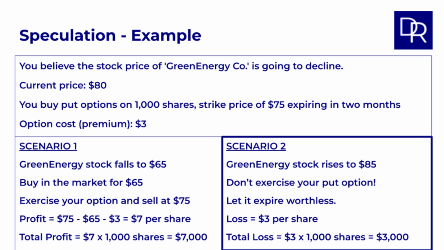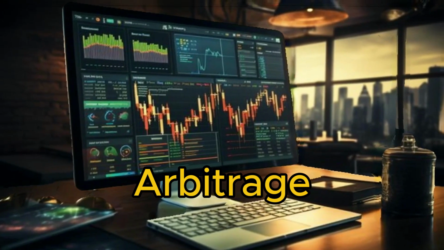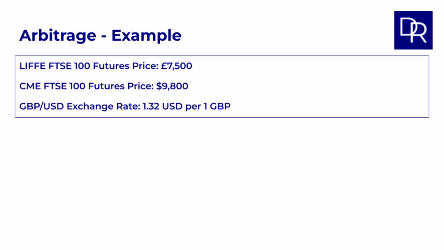Finally, let's explore arbitrage, the quest for risk-free profit. This time, we'll look at futures contracts traded on different exchanges and in different countries. Imagine there are futures contracts on the FTSE 100 index, a UK stock market index, traded on both the Live Exchange in London and the CME in Chicago. Let's say at the same moment, you observe the following prices for futures contracts with the same expiry date. The Live FTSE 100 futures price is £7,500 and the CME $9,800. At this time, the GBP/USD exchange rate, which we would call sterling, is $1.32 per £1.